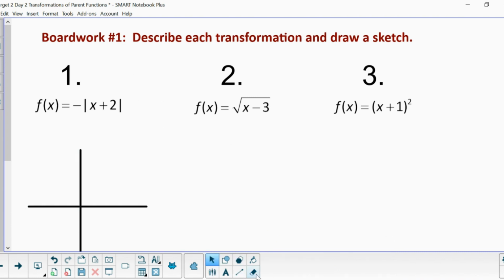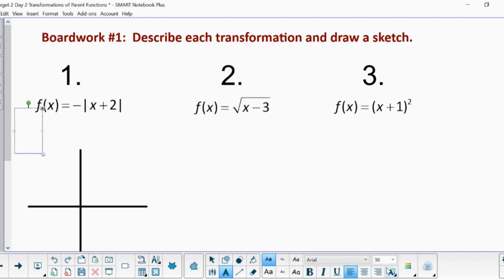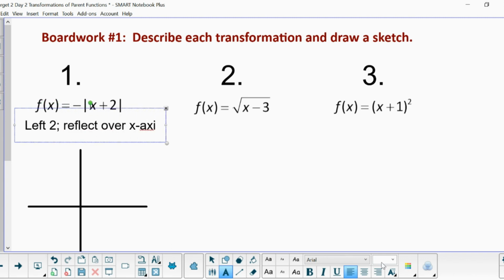So what you're going to want to do for each of these problems, when you're doing them on your homework or here or wherever, is write down what the transformation is. So number 1 has 2 transformations. It's going left 2, and it's also reflecting over the x-axis. So you'll just want to write that down. Left 2, reflect over x-axis.